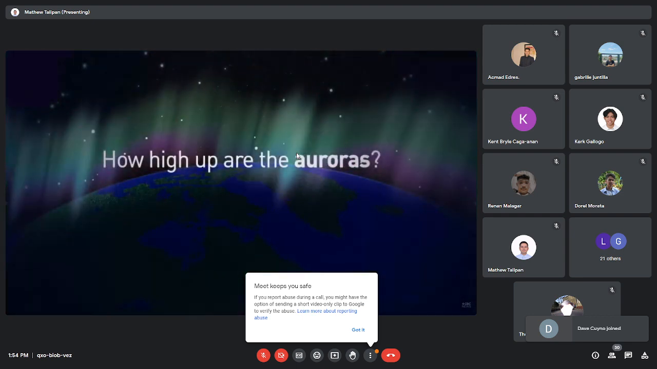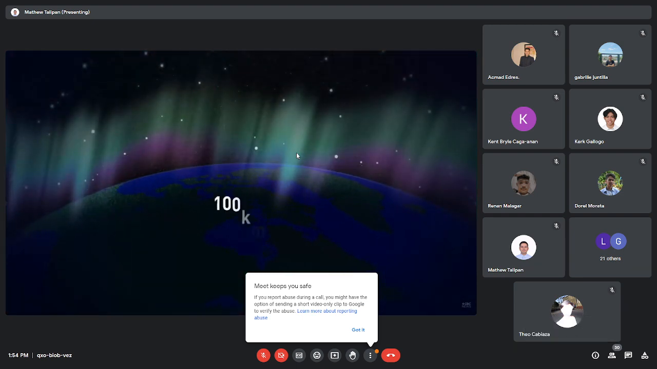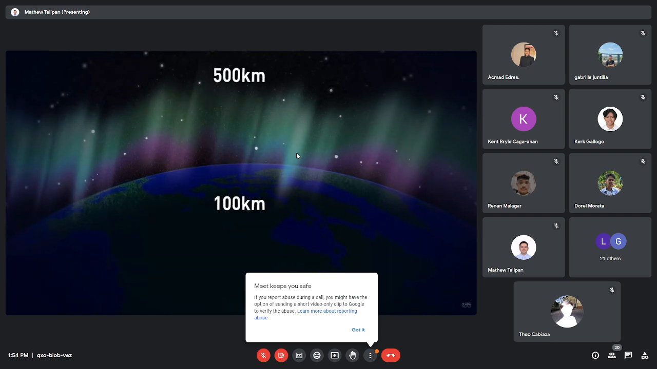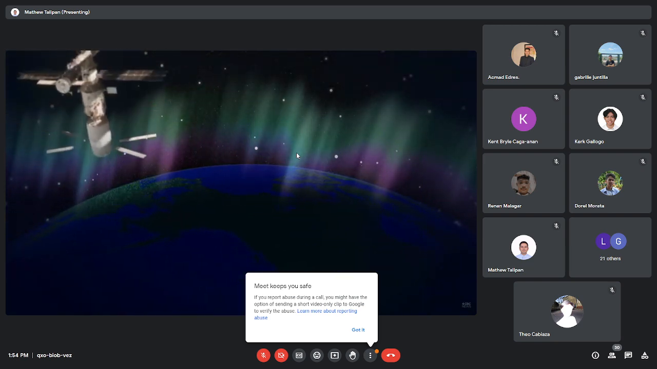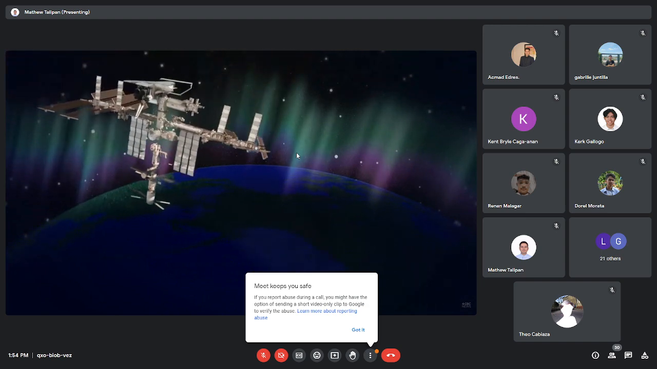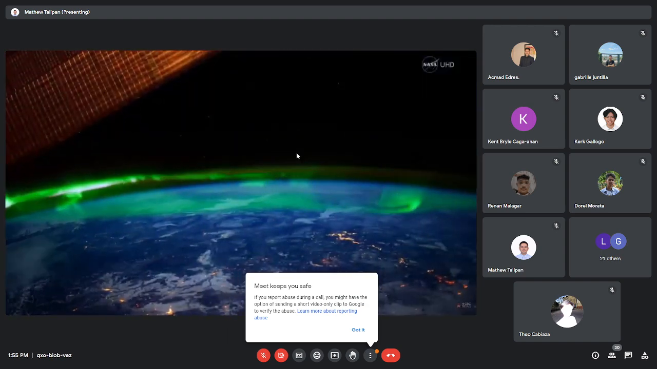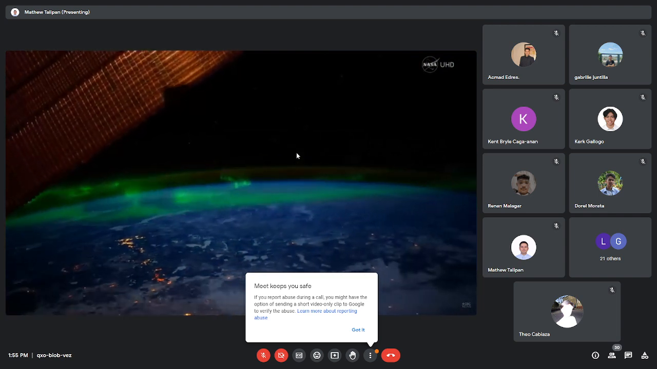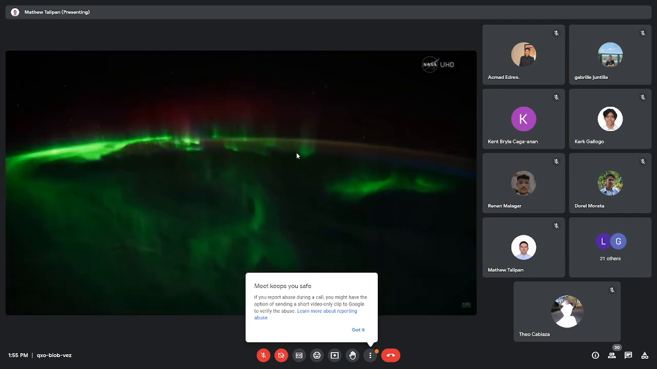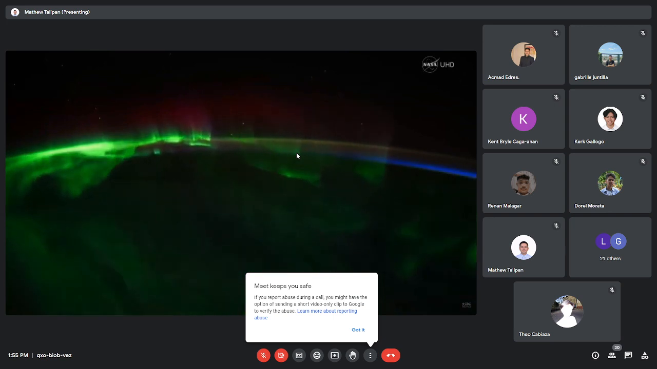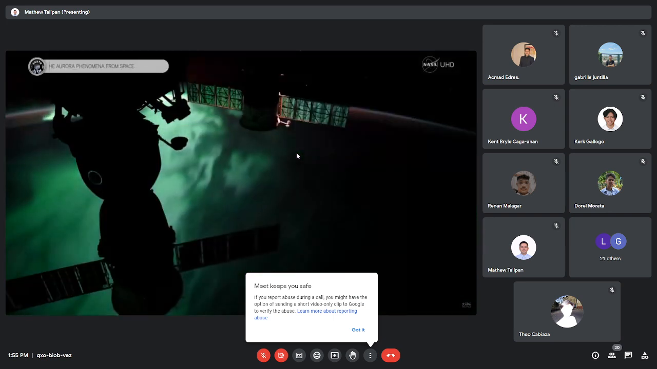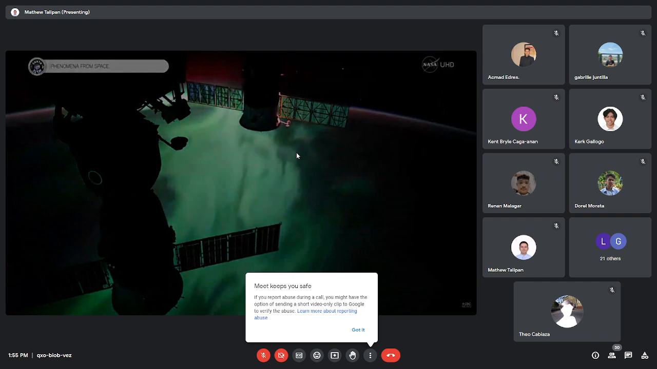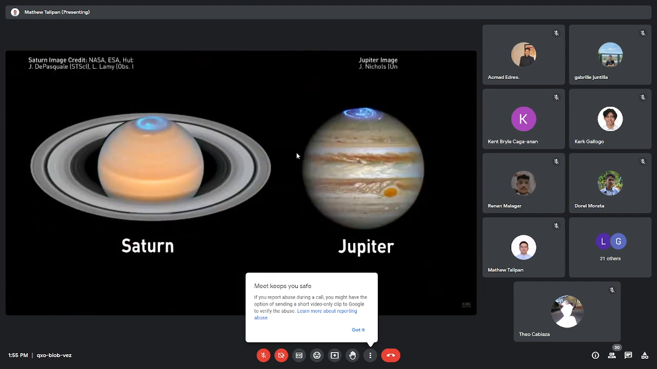How high up are the auroras? Aurora are between 100 and 500 kilometers above the surface of the Earth. How high is that? The International Space Station orbits the Earth at about 400 kilometers above the surface. Astronauts on the space station often get a side view of the aurora. That's still cool too, because the side view of an aurora can give you an unbelievable show. It shows you how tall an aurora can be. Saturn and Jupiter also have beautiful auroras, even more powerful than Earth.